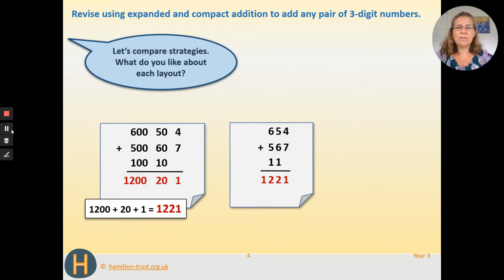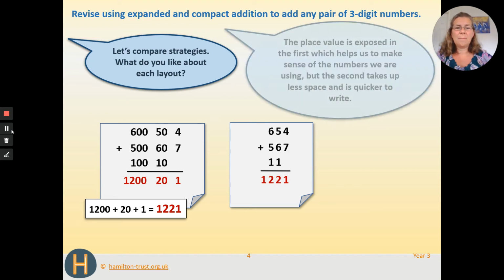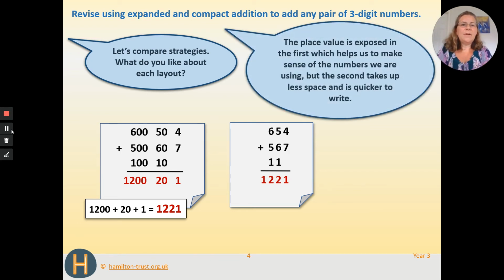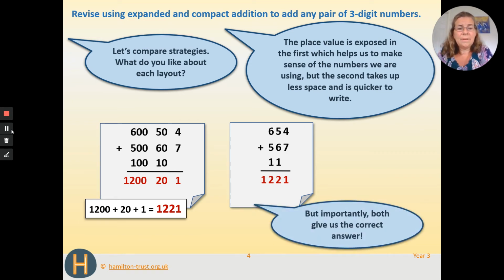Okay, now let's compare the strategies and think about what you like about each different layout. What do you like about the expanded method? What's one good thing that you can name about it? And what's one good thing you can name about the compact method? The place value is exposed in the first, which helps us to make sense of the numbers we're using, but the second takes up less space, so it's quicker to write in our books. But importantly, both of them will give you the correct answer.